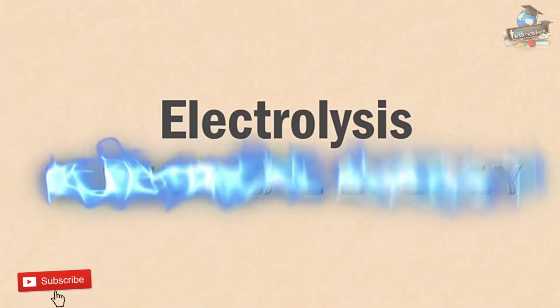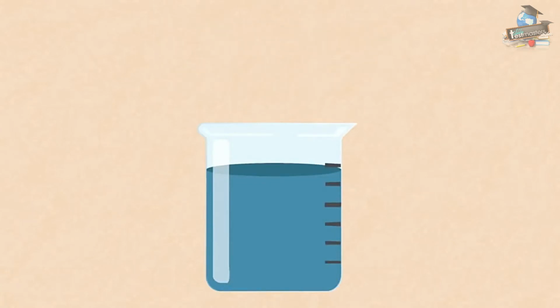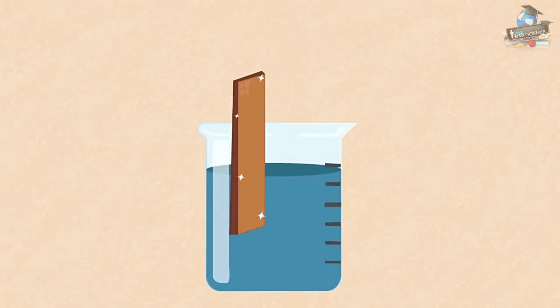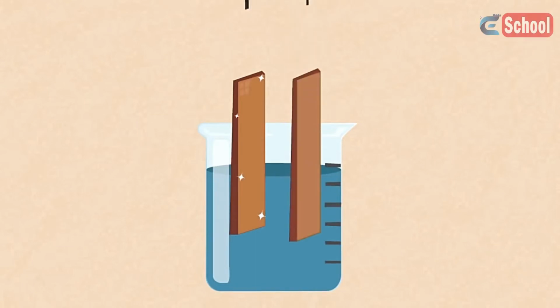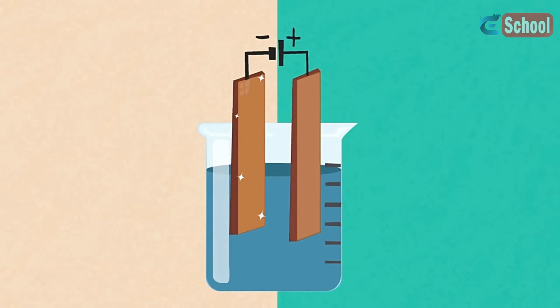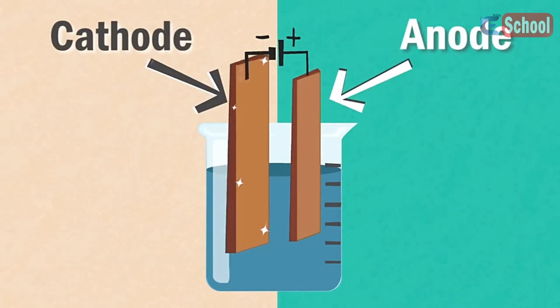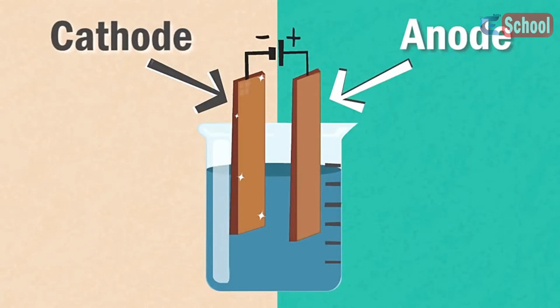Electrolysis uses electrical energy to bring about changes where the electrolyte, a solution of copper sulfate, is in contact with a pure copper sheet and an impure copper sheet. The process starts once a direct current is used to make a circuit. It is very energy intensive. There are two parts, the cathode and the anode. The pure copper sheet is placed at the cathode and the impure copper sheet is placed at the anode.